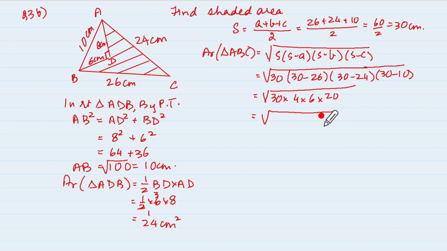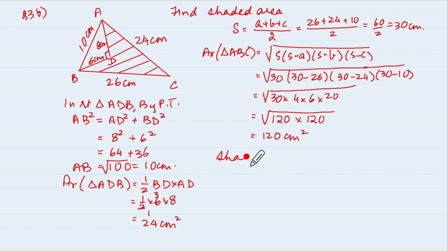30 into 4 is 120. Fine. So I can see this is 120 and 6 into 20 is also 120. Can you see that? I don't want to multiply now. I can just say square root of 120 into 120 will be 120 centimeters square.